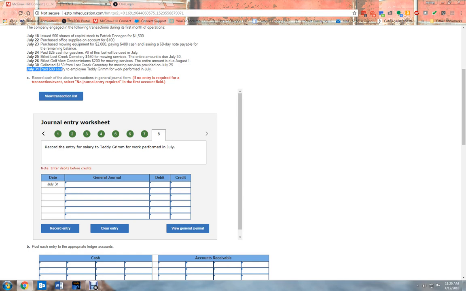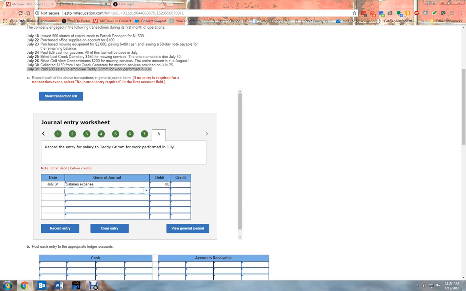All right. And the last one, we're going to pay $80 salary to Teddy Grimm for work performed in July. So generally we're looking for something like salaries and wages. This is an expense because we essentially used up human labor. So I'm looking for salaries expense. So I paid Teddy $80. So my expense increased. Therefore, Alice tells me that's a debit entry.